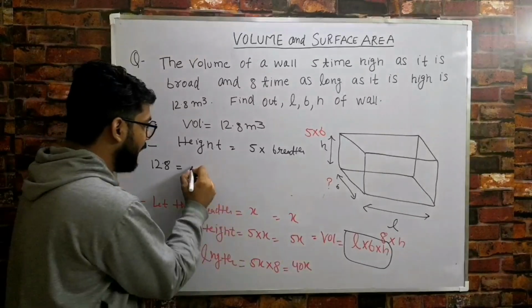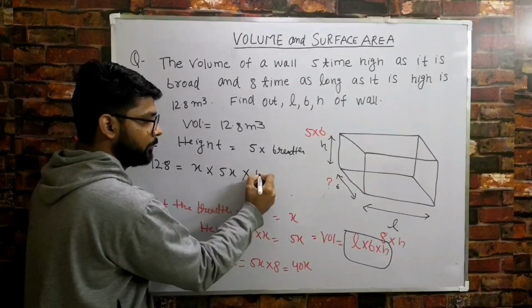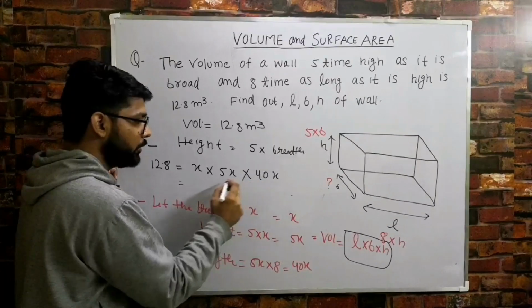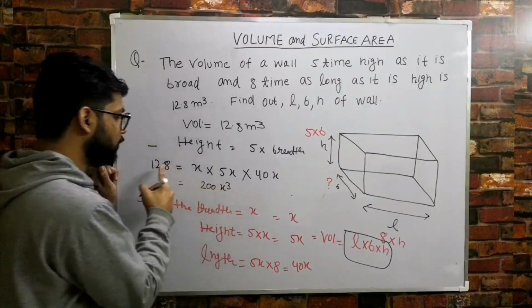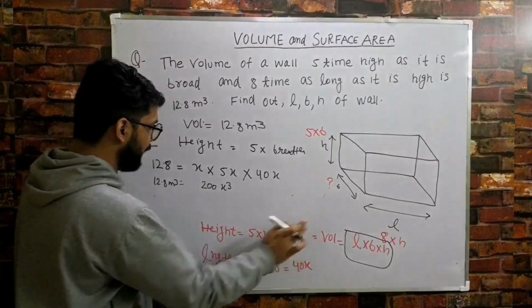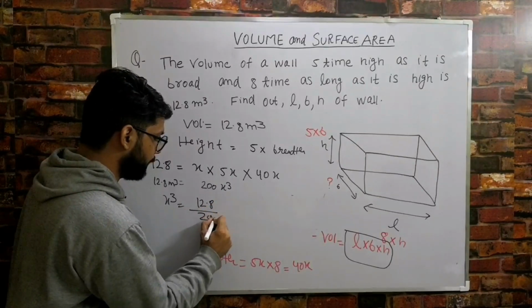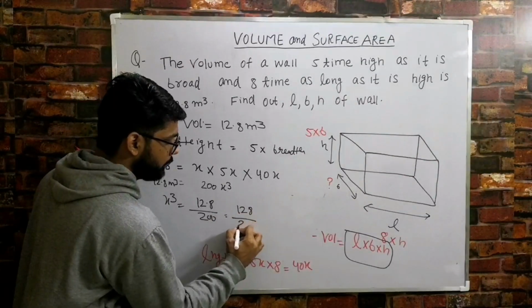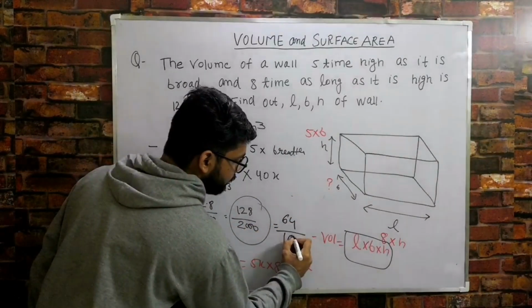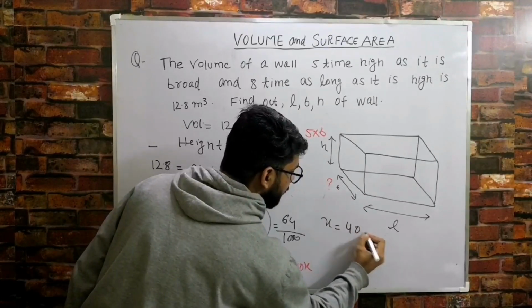So we can write 12.8 is equal to x into 5x into 40x, which is equal to 12.8 meter cube. So we can write x times 5x times 40x is 200 x cube, equal to 12.8 meter cube. Then from here the value of x can be calculated. So x cube is equal to 12.8 divided by 200, which is equal to 128 divided by 2000. So the value of x cubed will be equal to 64 divided by 1000. So we can write the value of x is equal to 40 centimeter.